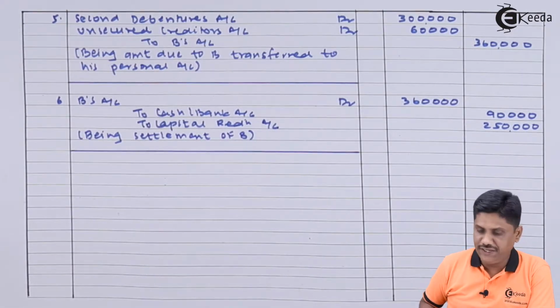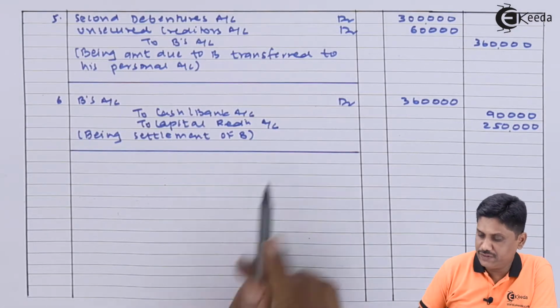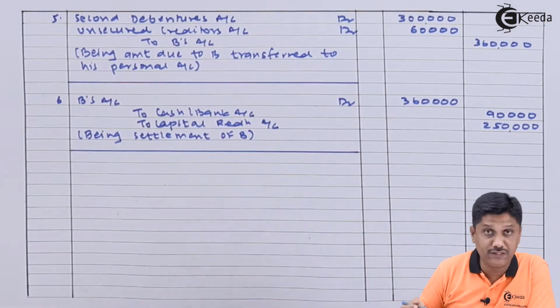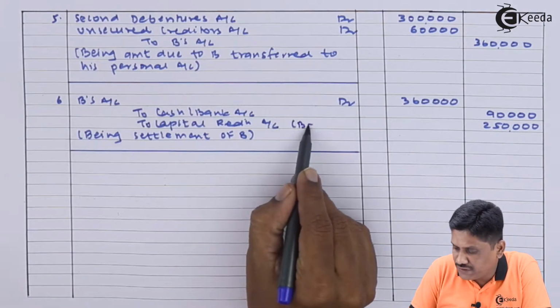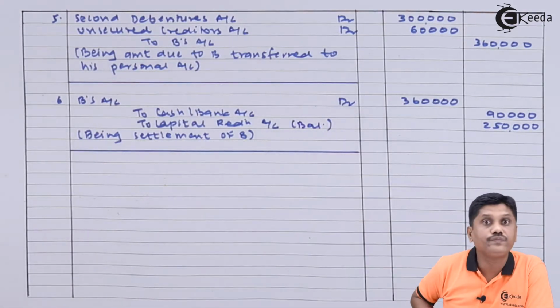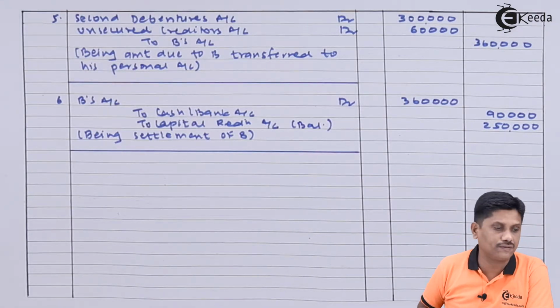Friends, you can notice the entry: B's account debit to cash or bank account for the amount paid. For the amount which we have not paid, which is our saving, we have transferred to capital reduction account, which is a balancing figure here. In this way, we have settled Mr. B. Let us see the next.